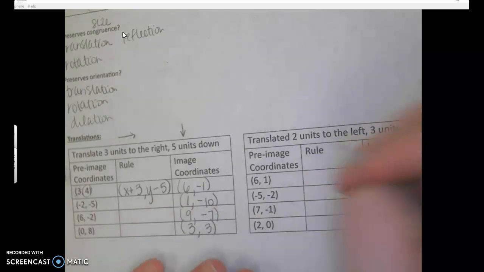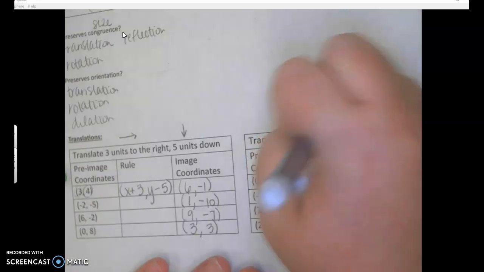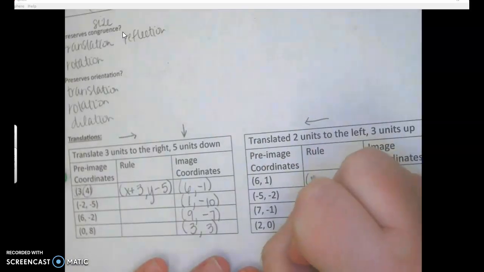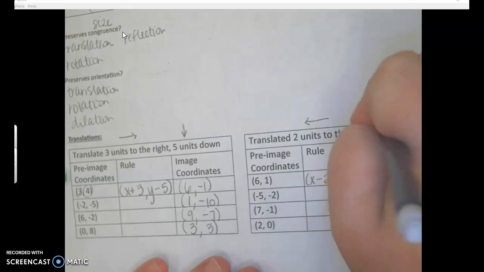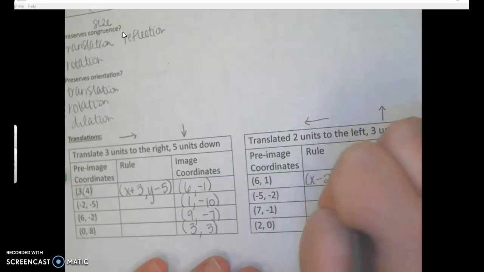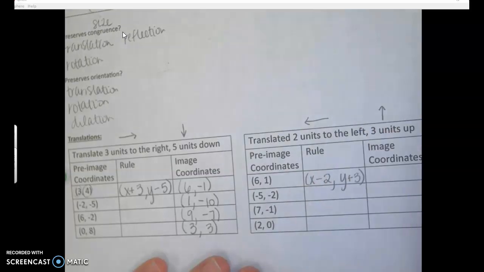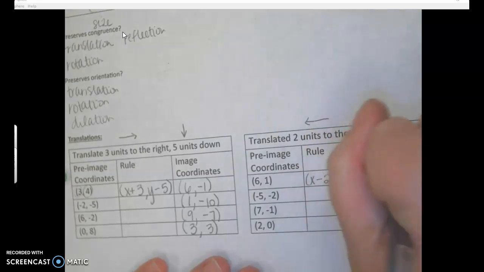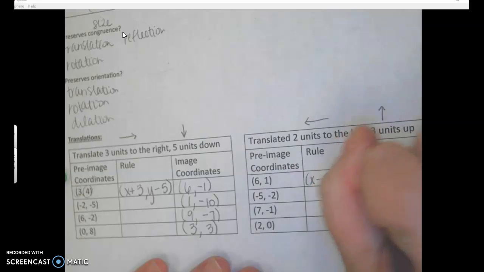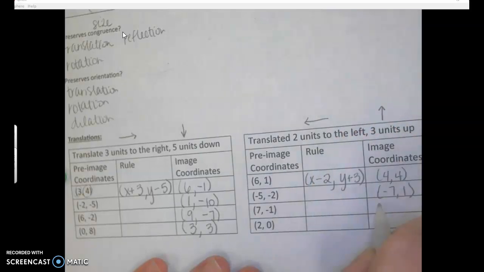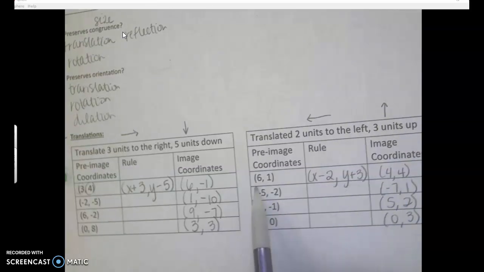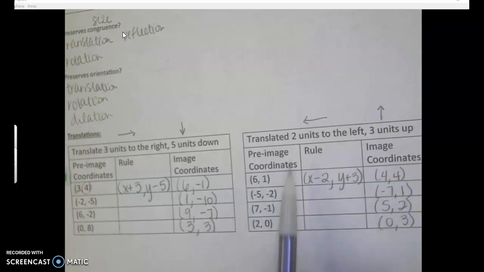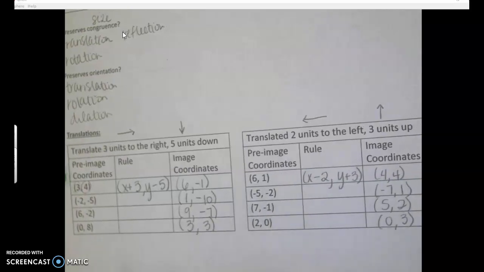All right, so you should have gone ahead and tried this. Going to the left means I'm going to affect my x, and going to the left is subtraction. Going up affects my y, so I'm going to add to it. So my new coordinates should be (4, 4), (-7, 1), (5, 2), and (0, 3), because I subtracted 2 from each of my x's, and I added 3 to each of my y's.